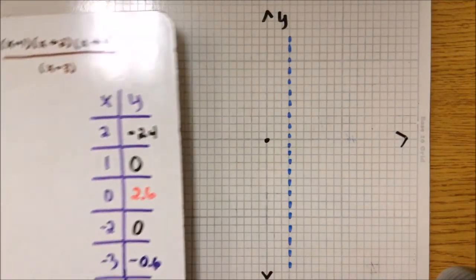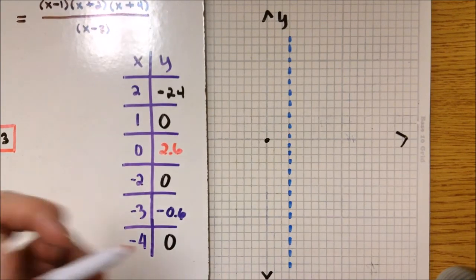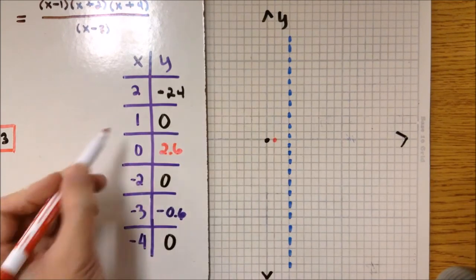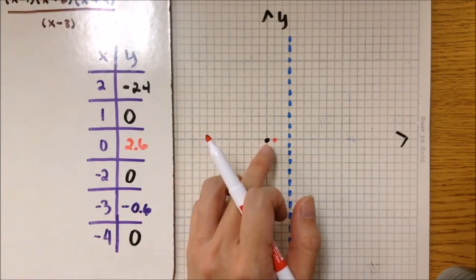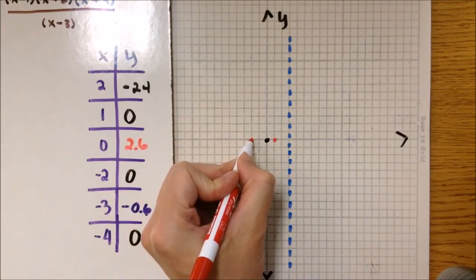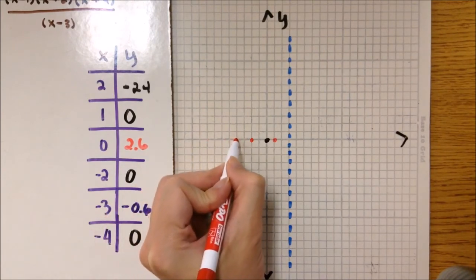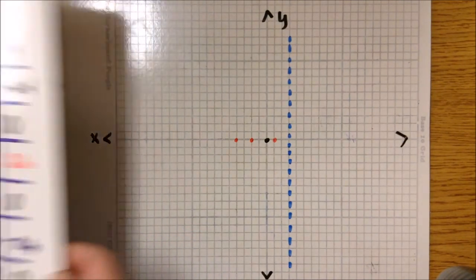So at 1, 0, so right here, this is 1, 0. And then at negative 2, 0, so here's my origin, 0, 0, negative 1, negative 2, 0. And then we have negative 4, 0, so negative 3, negative 4. Alright. So that's our x-intercepts.